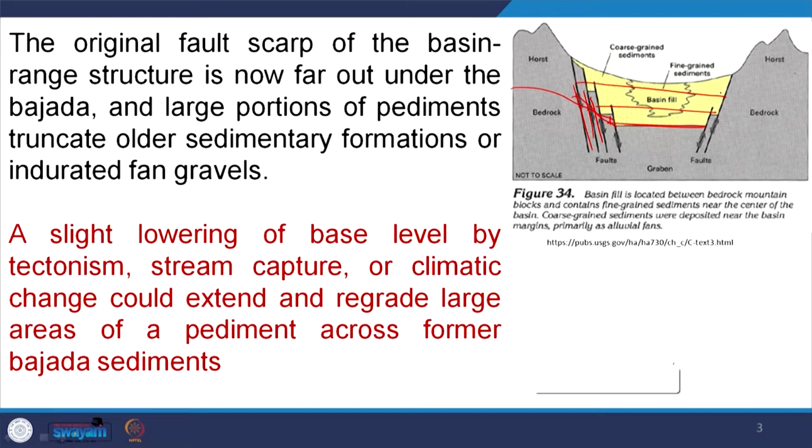So, the original fault scarps of the basin range structure are now far out under the bajada, and a large portion of the sediments truncate older sedimentary formations or indurated fan gravel. So, what does it mean? What is this indurated fan gravel? We know the pediment surface is covered with gravel. With more and more time, this becomes consolidated, indurated.